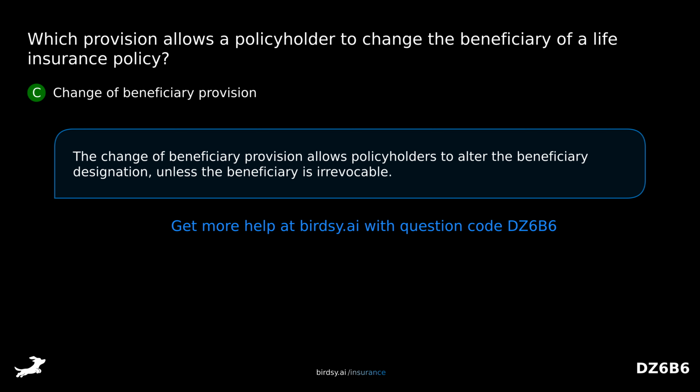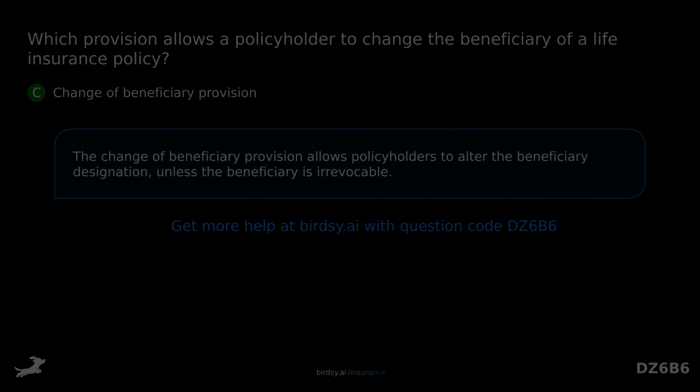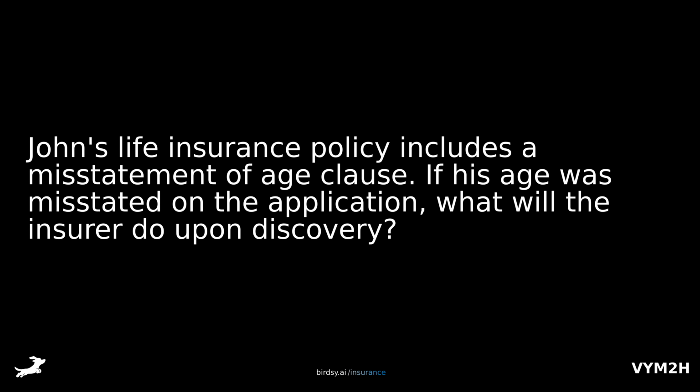The change of beneficiary provision allows policyholders to alter the beneficiary designation unless the beneficiary is irrevocable. John's life insurance policy includes a misstatement of age clause. If his age was misstated on the application, what will the insurer do upon discovery?